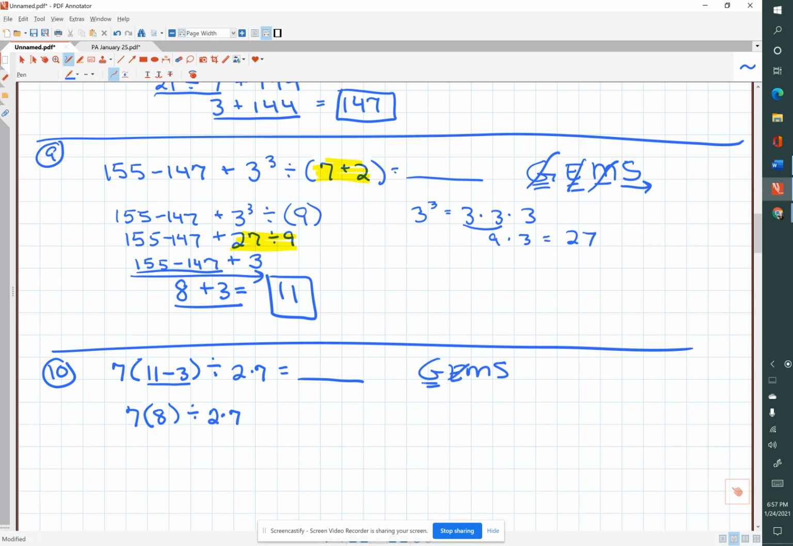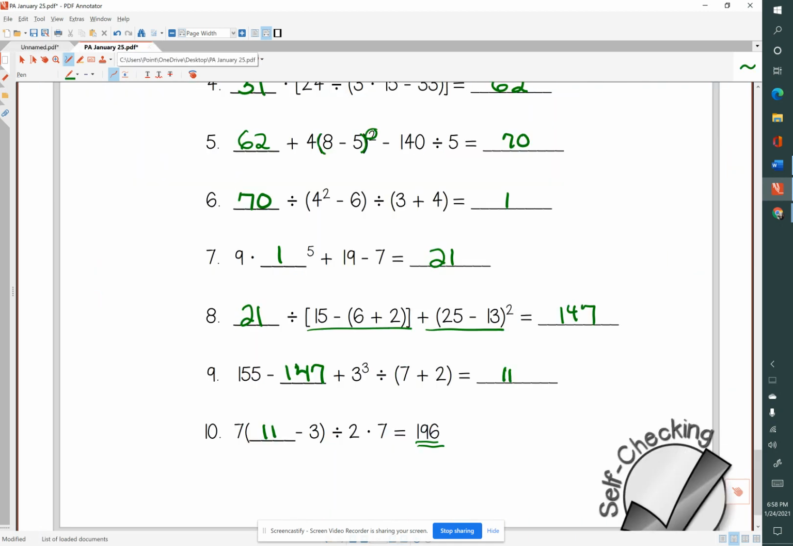So all we have, we don't have an exponent, the grouping symbol is done. All we have is multiplication and division. So we will simply work from left to right. 7 times 8 is 56 divided by 2 times 7. So 56 divided by 2 equals 28 times 7, and 28 times 7 equals 196. And it appears that our answer checks.